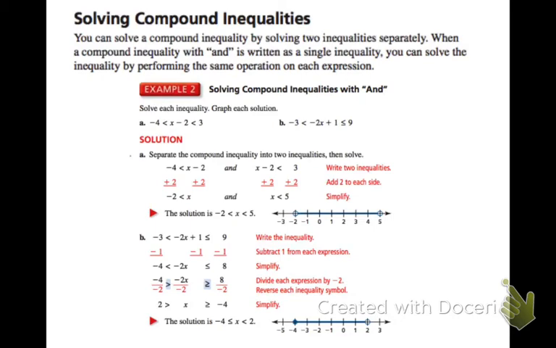So solving the compound inequalities. You can solve compound inequalities by solving two inequalities separately. When a compound inequality with and is written as a single inequality, you can solve the inequality by performing the same operation on each expression.